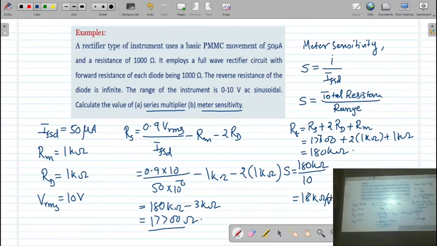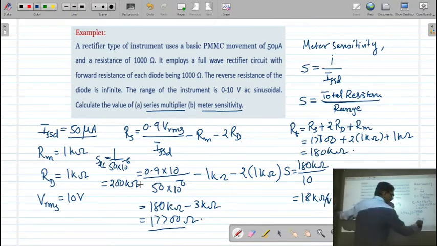Remember, what was the sensitivity of a DC voltmeter? Then you can calculate by taking this. That sensitivity of DC is 1 upon 50 into 10 raised to minus 6, and that you can calculate. Here it will be 200 kilo ohm. But when it is converted into an AC, now the sensitivity is 18 kilo ohm per volt.